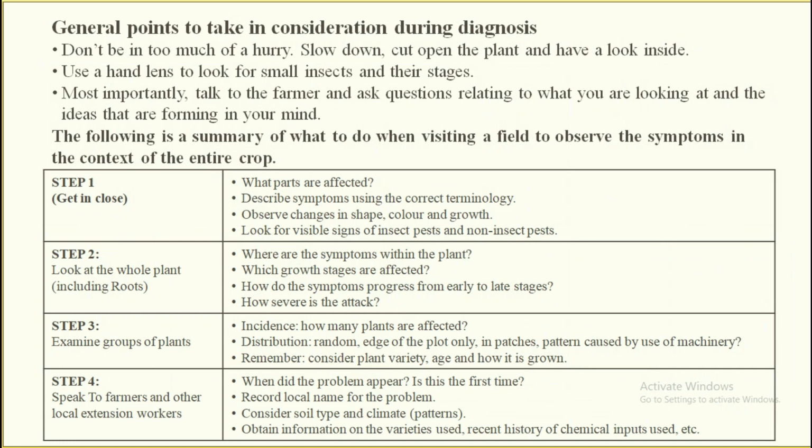Yes, sir. So the last step, what you see, is to speak to the farmers and other local extension workers, that means the ones who are associated with these field crops. Yes or no? When did this problem appear, in which stage of the crop? Is this happening for the first time in this season or in this area? Whether it was affected previously also? What is the local name of the problem? Which soil type is there? Which kind of crop are you growing? In which situation? What is the climatic pattern? In this season, what is the temperature range? Everything you need to notice for a better management recommendation. Then whether you have applied any pesticide or not, if applied, which pesticide, that is effective against which pest, everything you have to notice.